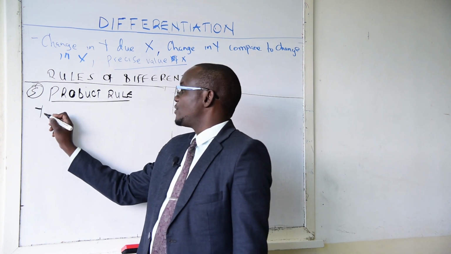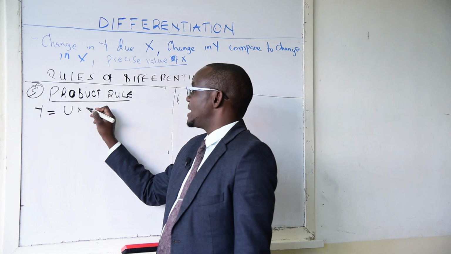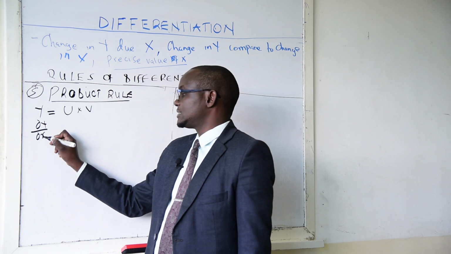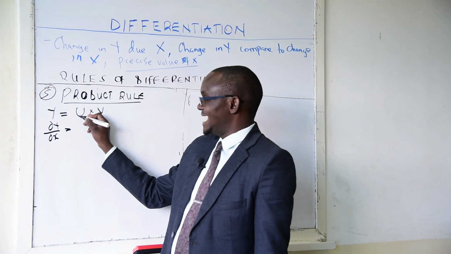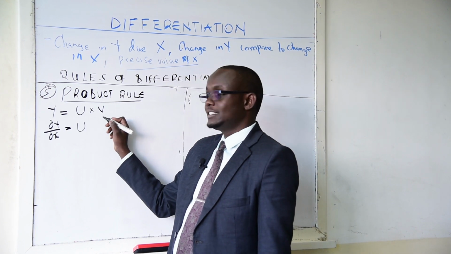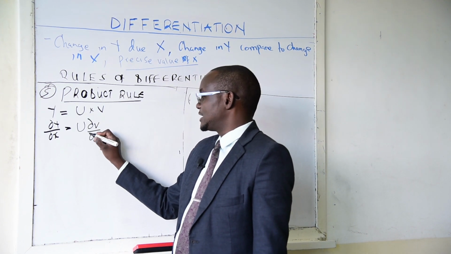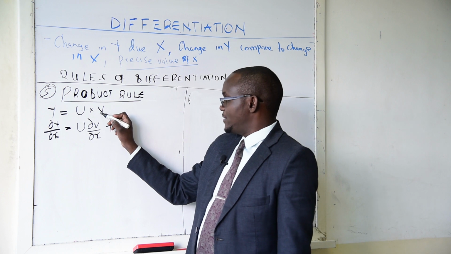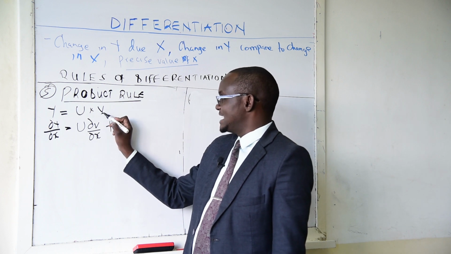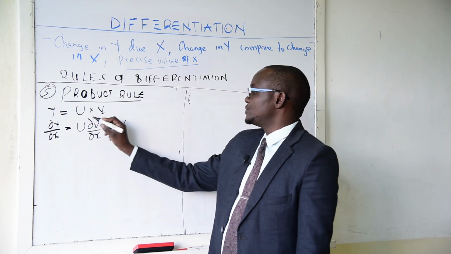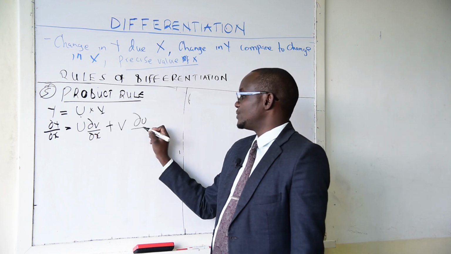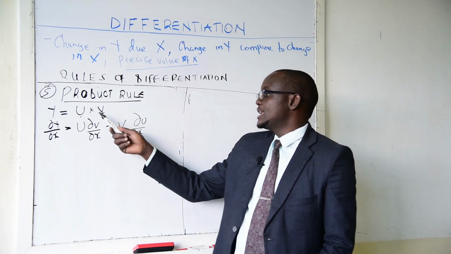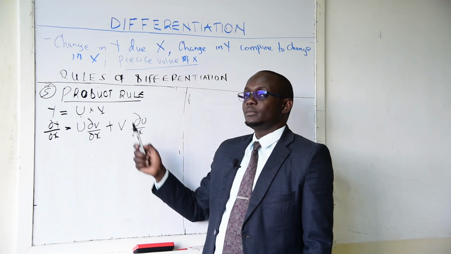The product rule states that if you are given y equals u multiplied by v, this is how you get your dy over dx. dy over dx is given by: you maintain u and you differentiate v first, so I differentiate v with respect to x. Then it becomes a plus. This time I maintain v and I differentiate u with respect to x. That's how you get your dy over dx if y is given by u times v.